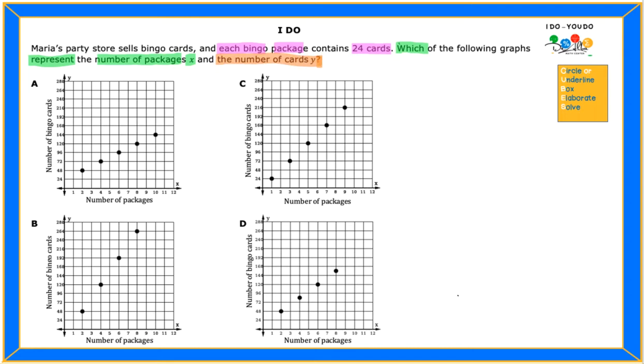Great. So with the circle or underline, we're going to box the question, which is the same information we already highlighted: which represent the number of packages X and the number of cards Y. To elaborate, I'm going to come up with the equation. They put Y in orange, so Y is going to be the number of cards, and I'm going to write the number of cards underneath the Y.